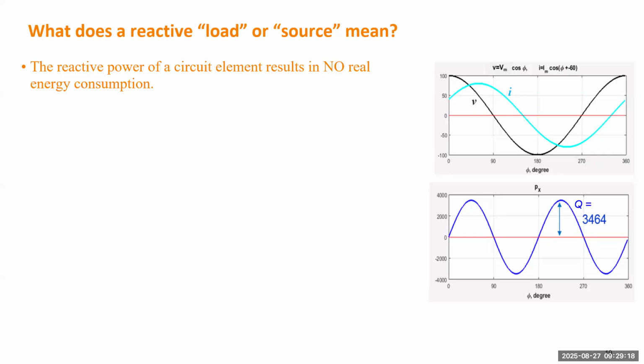So reactive power of a circuit element results in no real energy consumption. So if you have a device, for the first item, the PR is exactly 0, but it only has something like PS. Which means this device doesn't cause any real energy consumption or contribution. But the Q can be either positive or negative, depending on the pattern of this waveform.